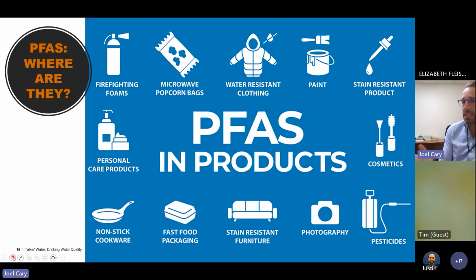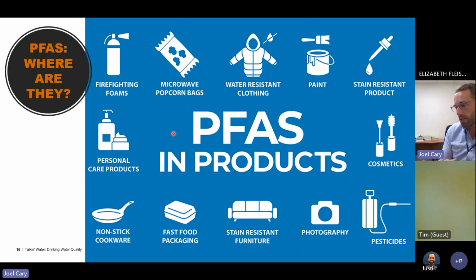PFAS, where are they? Frankly, they're everywhere. They're ubiquitous in the environment. They are in everything from food packaging to water-resistant materials, water-resistant finishes on clothing and furniture, cosmetics, paint, nonstick cookware is an obvious one that a lot of folks know about. And another really big one I want to point out is firefighting foams.